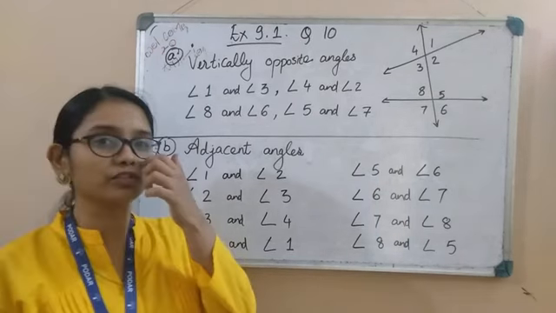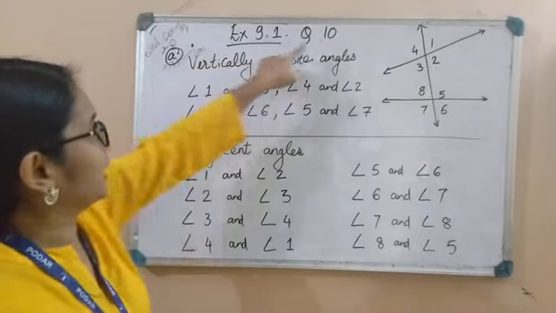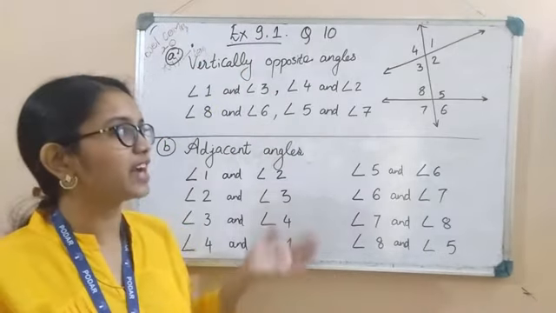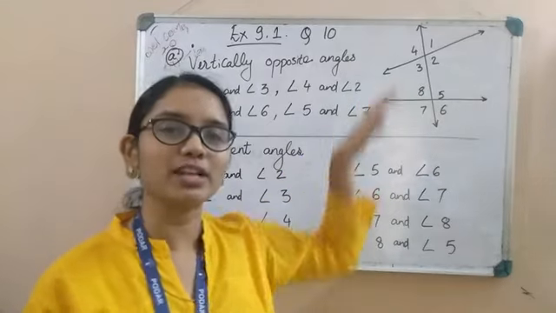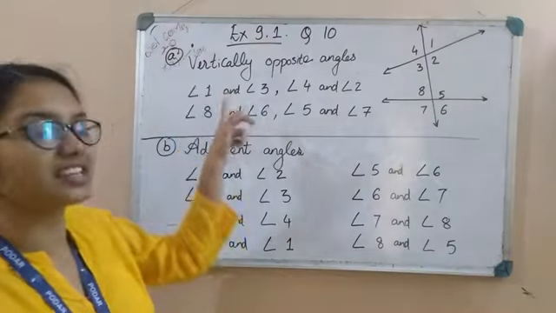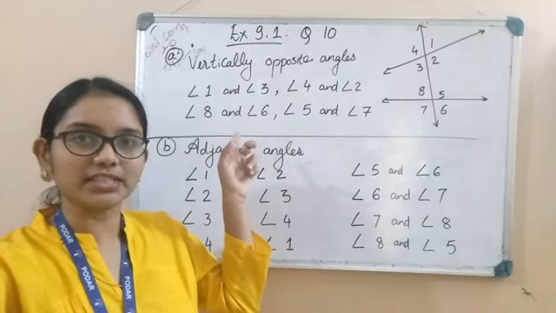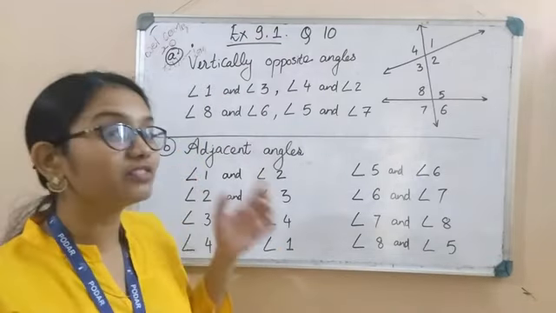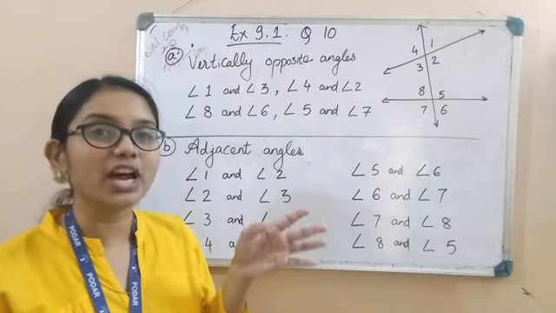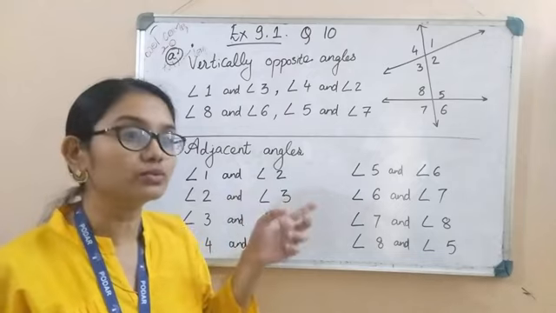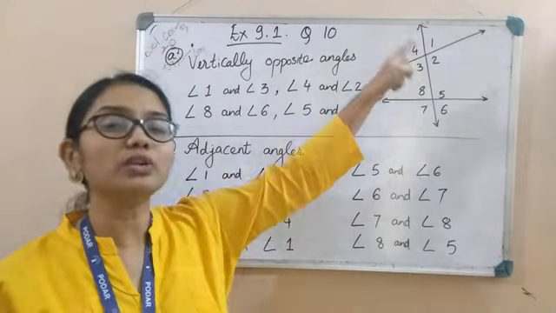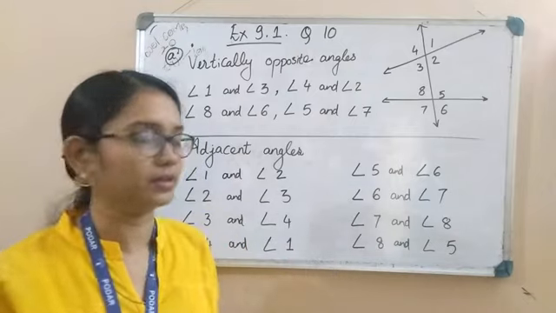Now, we are going to solve question number 10 from exercise 9.1. The question says that from the adjoining figure you have to answer the following questions. The first question, A, is asking us for vertically opposite angles. Now what are vertically opposite angles? They are two angles made up of two lines, where only the vertex is common.